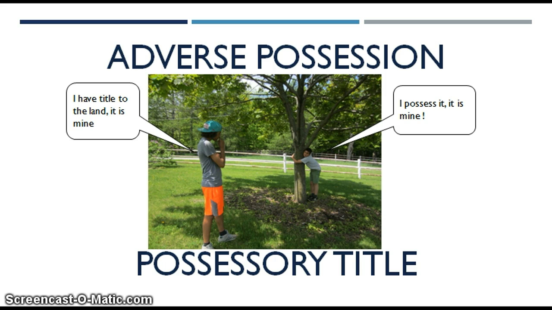As you can see in our picture, Joe on the right feels he should own the tree as he has possession of it. Mason feels he should own the tree as his name is on title. The question is, can Joe take title to the tree simply by possessing it? Let's look at what the law says.